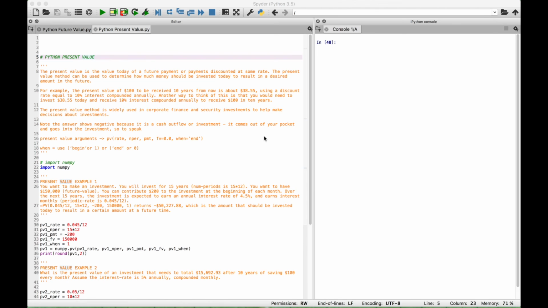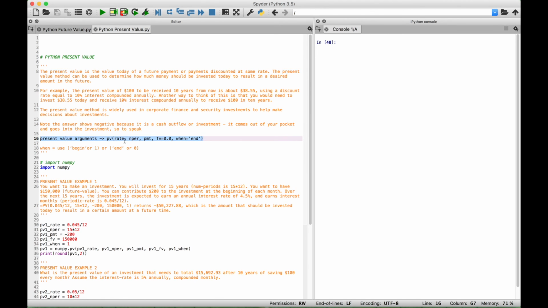Note that the answer for the present value function shows a negative, and that's because it's considered a cash outflow or an investment. It comes out of your pocket, so to speak, and goes into the investment. The arguments for the present value function are shown here, and they include the rate, that's the interest rate, the number of periods, and that includes the number of periods that the investment will earn interest and compound, and we'll go over examples of that, the payments, if there are any, the future value, and the when.